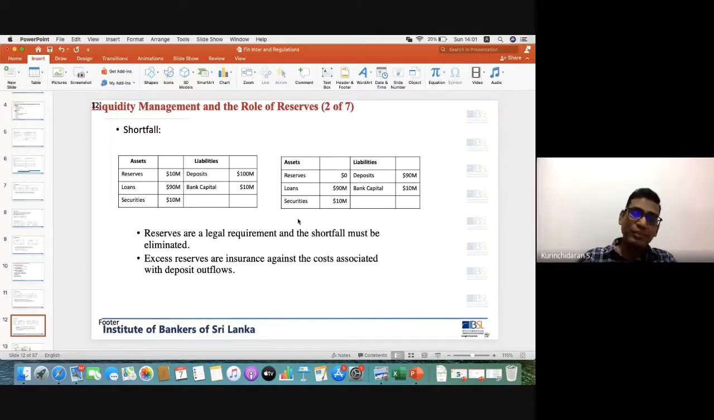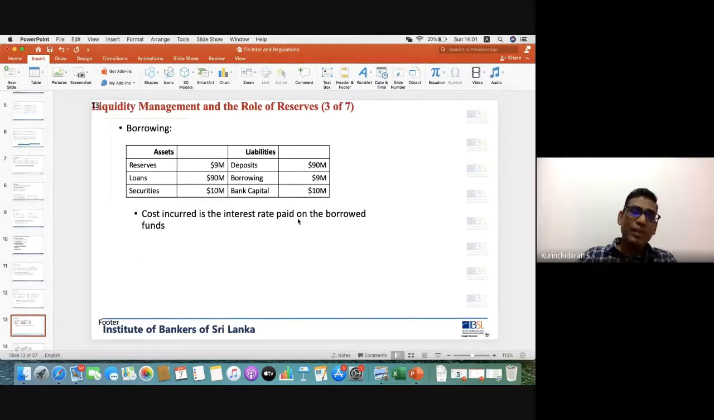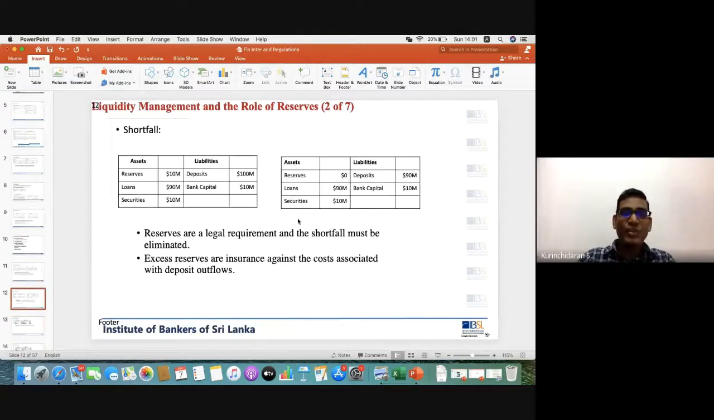Okay, now let's assume you are short. How much short? $9 million short, because your deposits are 90 million, and 10% is 9 million. So how can you refill immediately? Because it's a legal requirement, so definitely you have to do something.